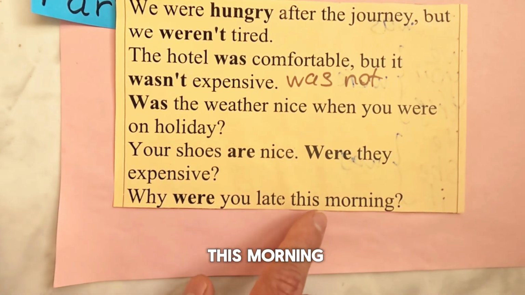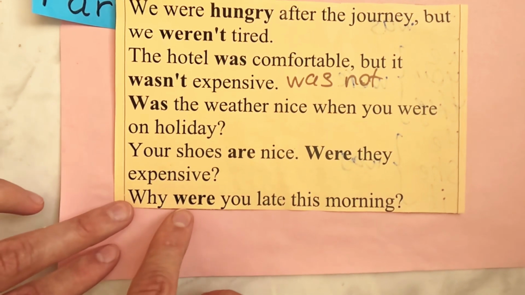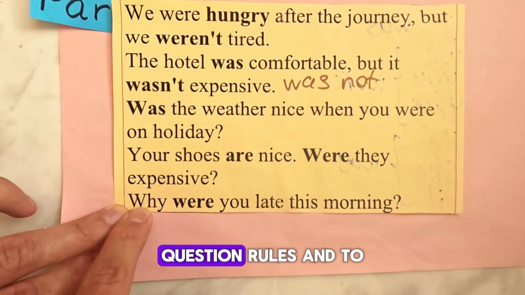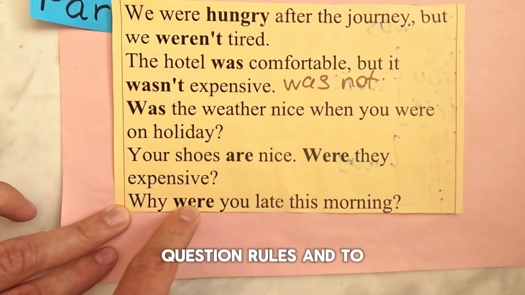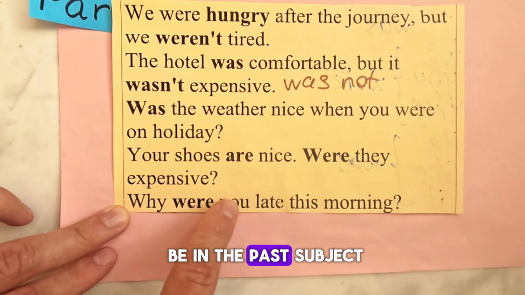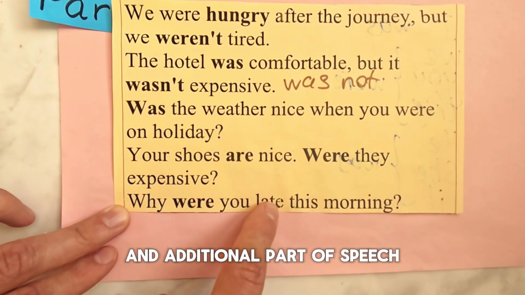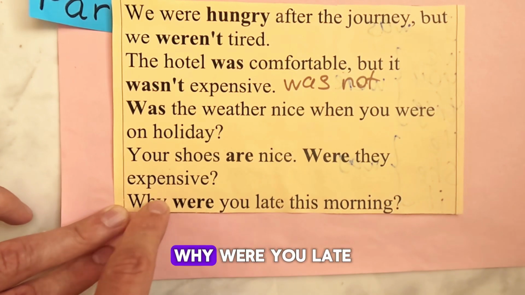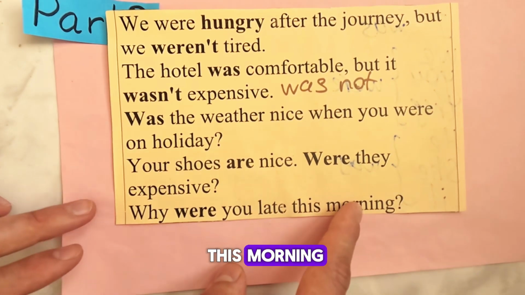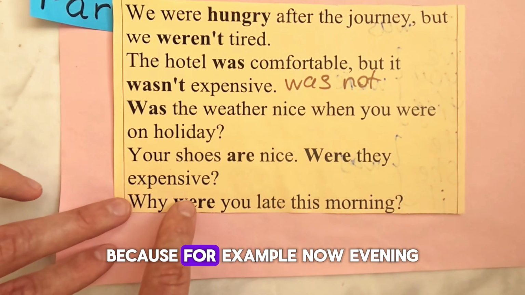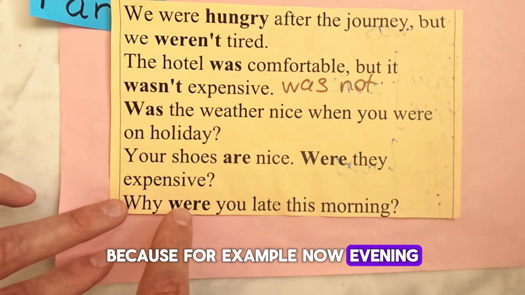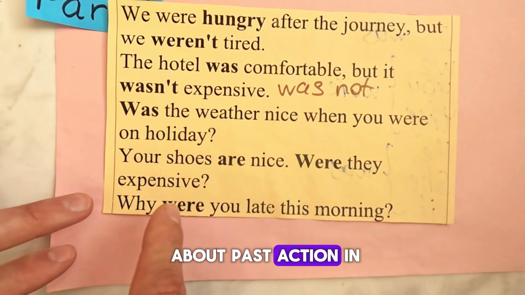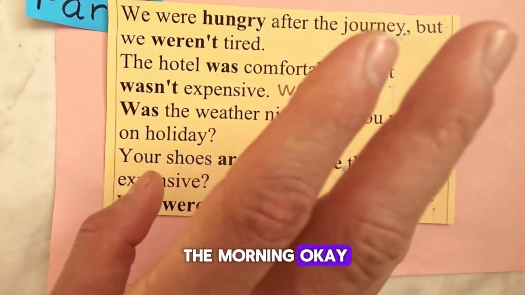Why were you late this morning? Again, in the questions, question word, and to be, in the past, subject, and the additional part of speech. Why were you late this morning? Because, for example, now, evening, and we are asking about past action in the morning, okay?